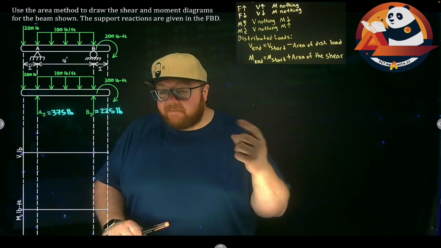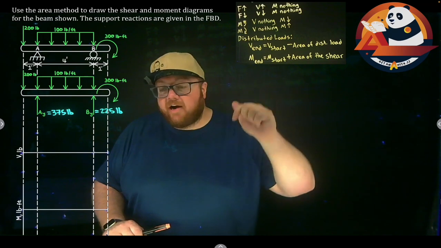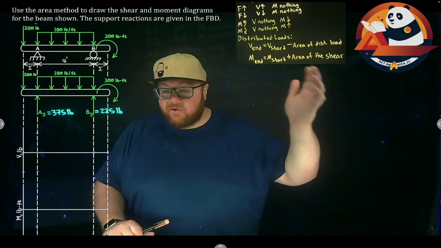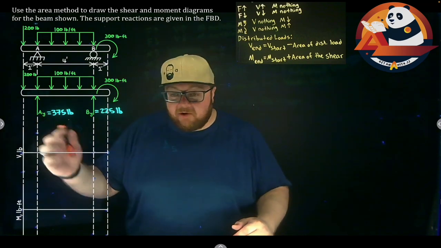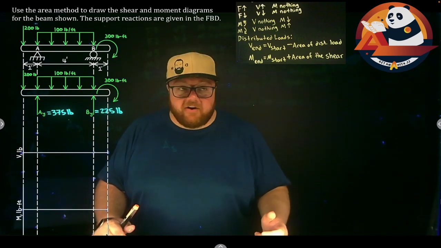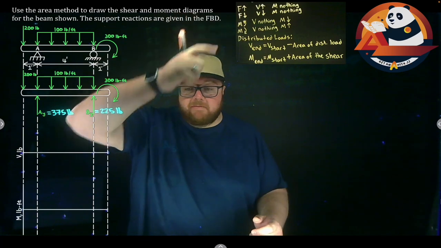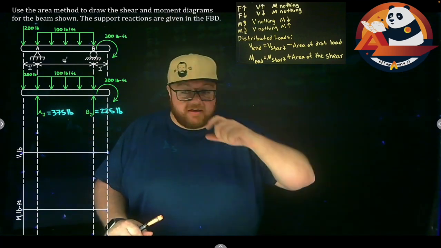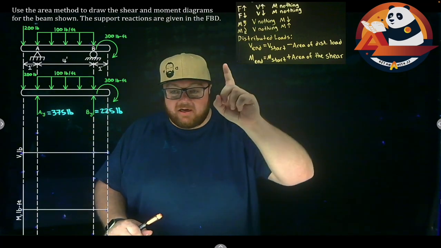If a force goes up, our shear immediately goes up. If it goes down, our shear immediately goes down. Forces aren't going to cause an immediate change in our moment diagram. For couple moments, they'll do nothing to our shear diagram, but a counterclockwise couple moment makes our moment diagram immediately go down. Clockwise makes it immediately go up.